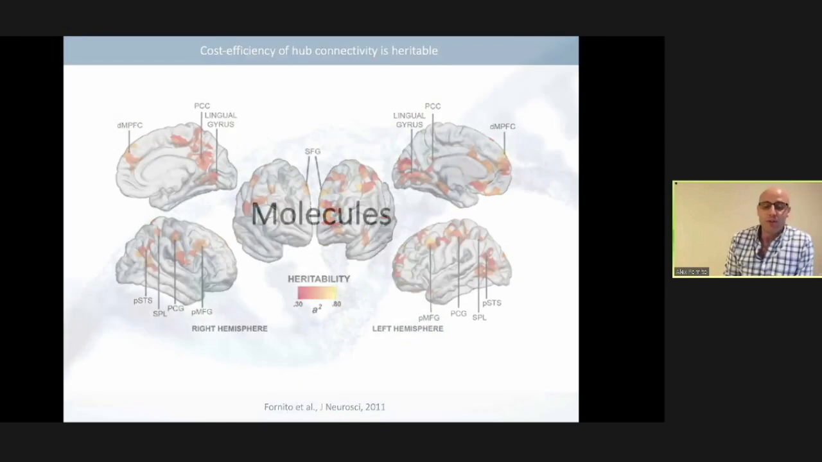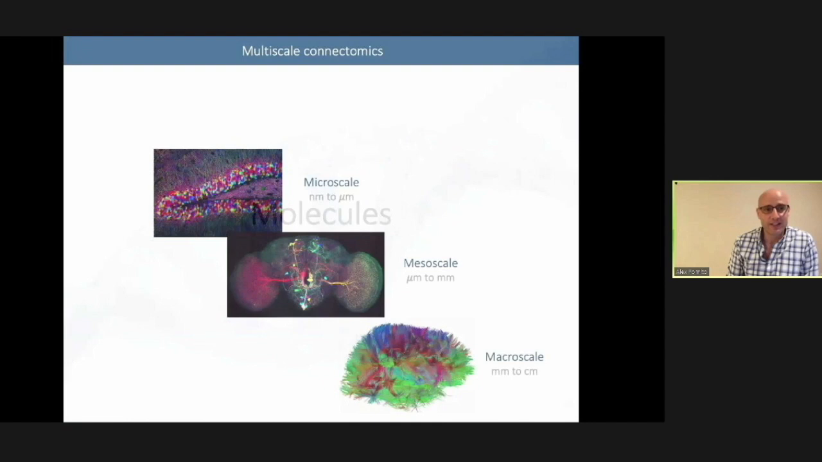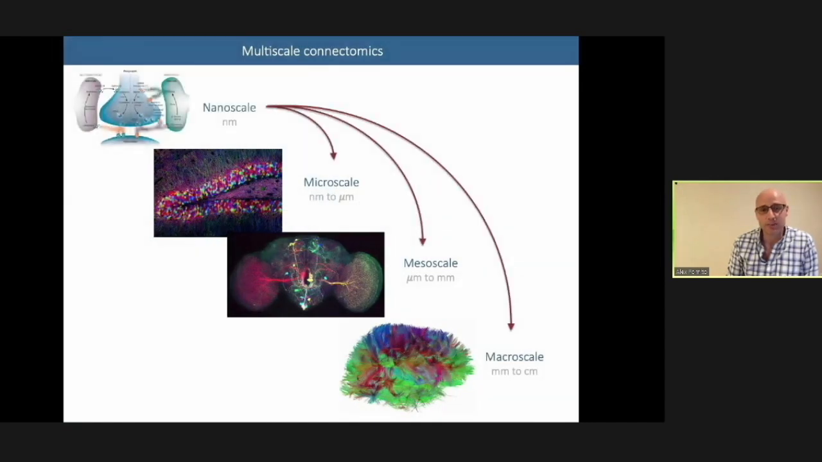And so for the rest of the talk, I'm going to talk about how we've gone about trying to unpack the relationship between genetic function and hub connectivity over the last few years. In this work, we're really trying to link molecular function to connectome properties mapped at each of these scales. So we've done work at each of these scales.